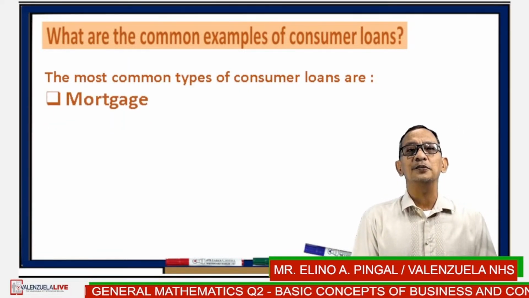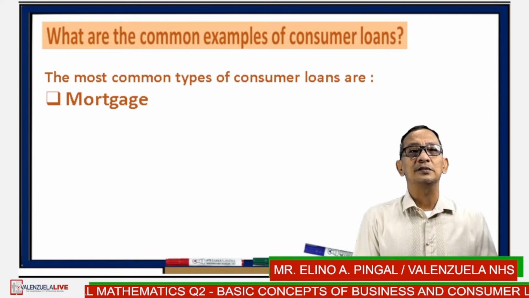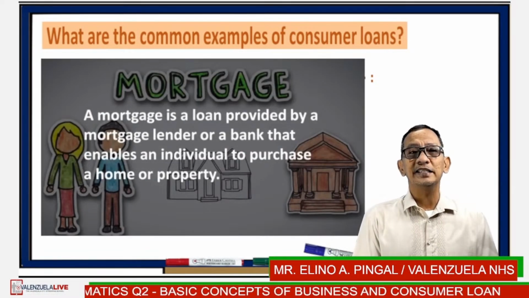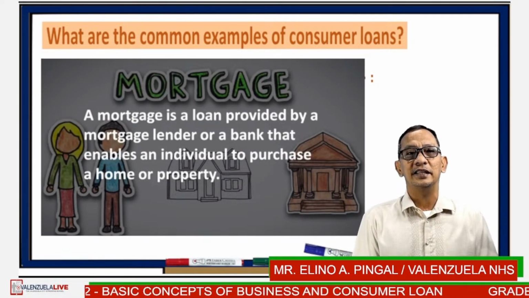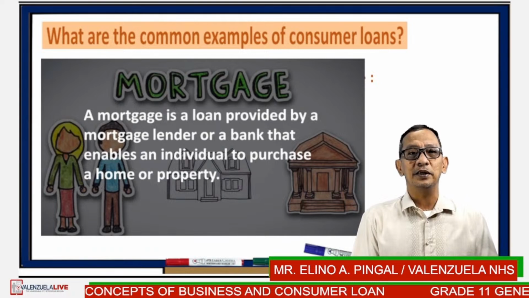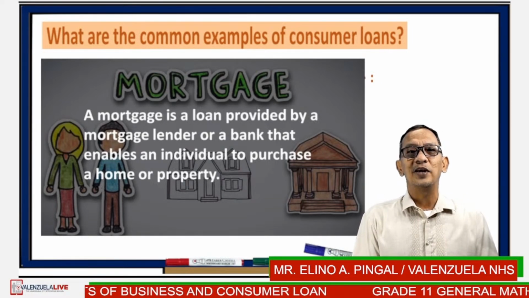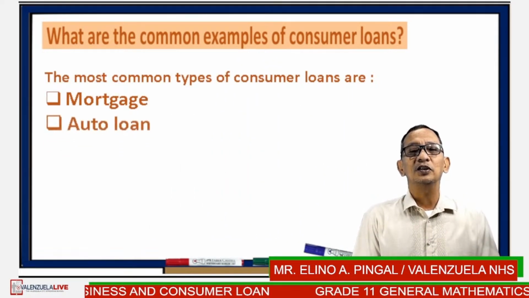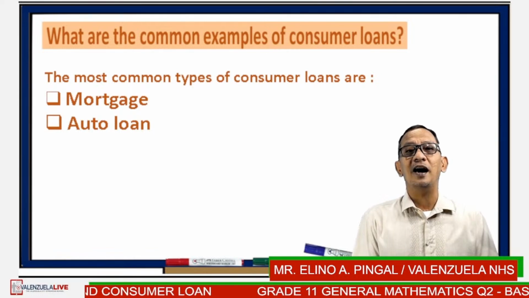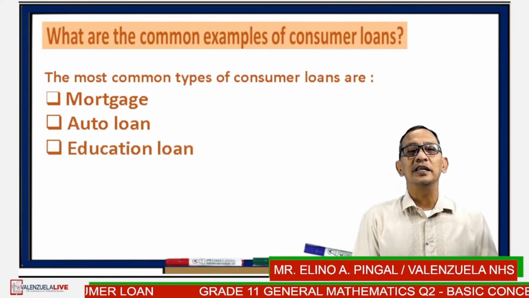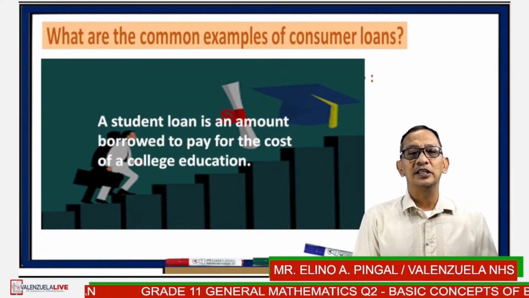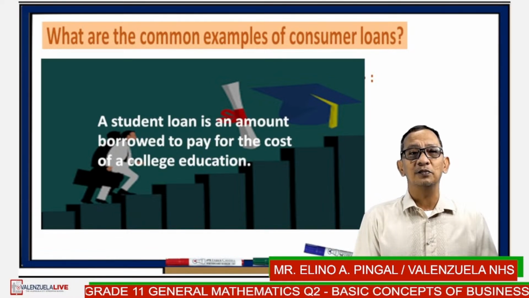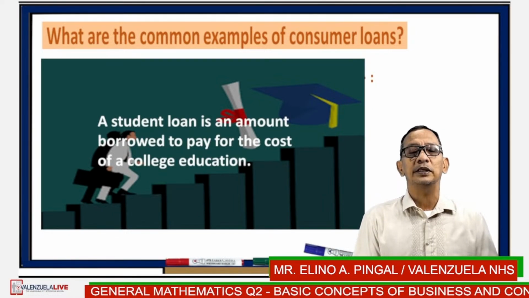What are the common examples of consumer loans? The most common types of consumer loans are, first, mortgage. A mortgage is a loan provided by a mortgage lender or a bank that enables an individual to purchase a home or property. Auto loan is used to purchase a car. The third one is education loan. A student loan or education loan is an amount borrowed to pay for the cost of a college education.